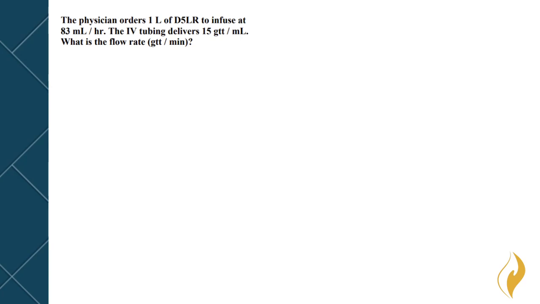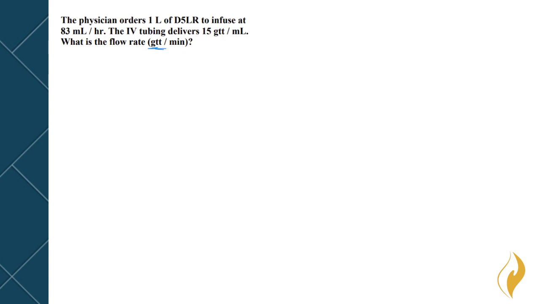In this video, we're going to take a look at an IV drip rate problem. So we're looking really at a flow rate. Our physician has ordered a liter of lactated ringer to infuse at 83 milliliters per hour, and the IV tubing delivers at 15 drops per milliliter. We want to figure out what the flow rate is, which is the number of drops per minute.